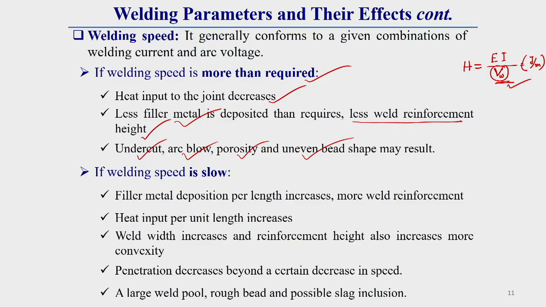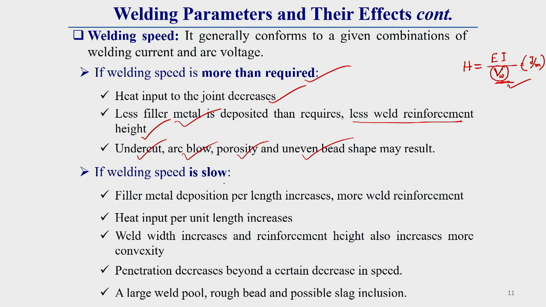This undercut, porosity, uneven bead shape, these are all different welding defects. And arc blow, I have already discussed that. The higher the welding speed, generally there is a chance of higher arc blow. I have already discussed that during the arc blow discussion.